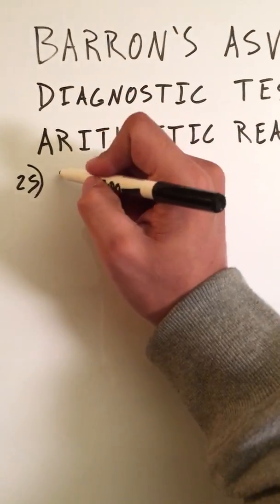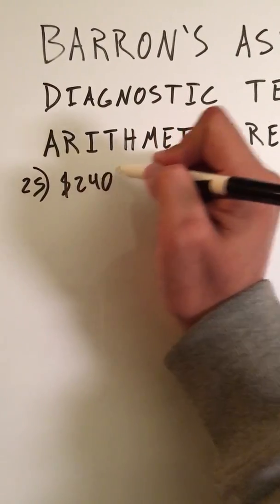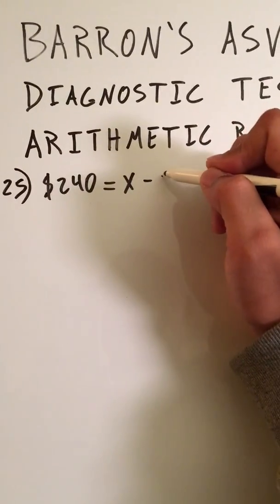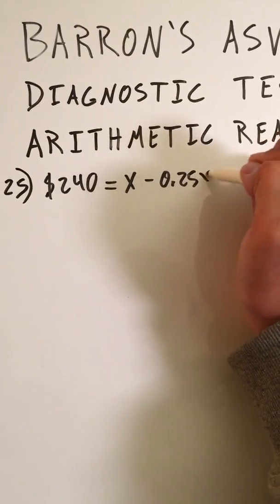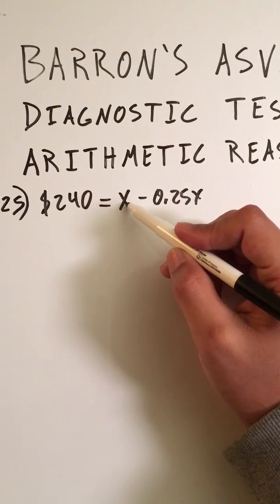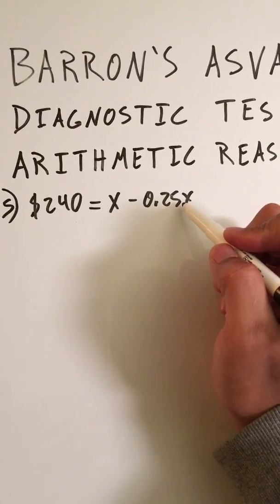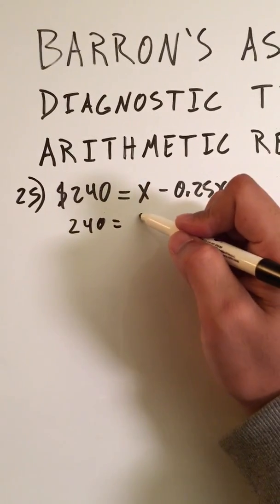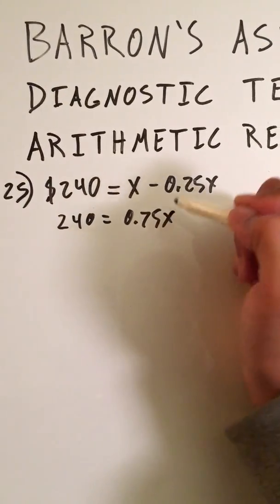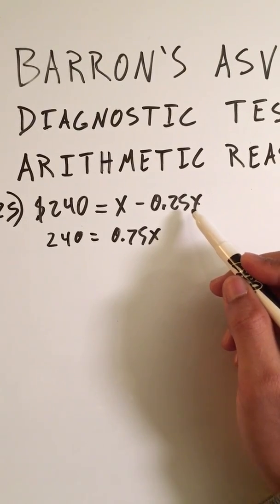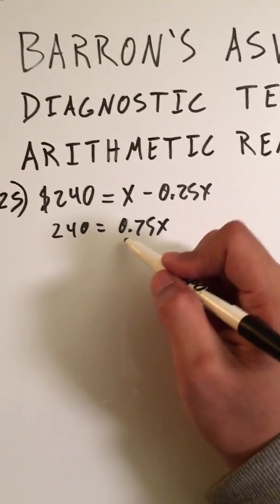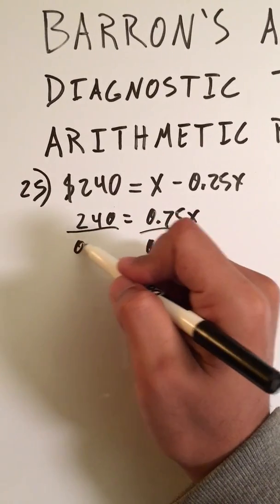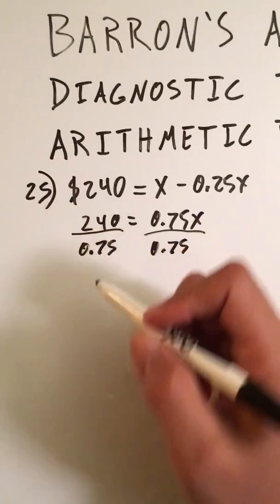So the sale price is $240, and that equals the original price, which is going to be x, minus 0.25 times x. Now this would be the original price, which is 100%, and this is minus 25% of the original price. So $240 equals 0.75x, because 100% minus 25% is 75%. So we would divide by 0.75 to get x by itself. Divide by 0.75 on both sides.